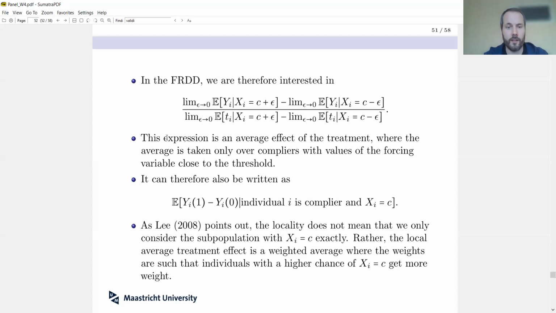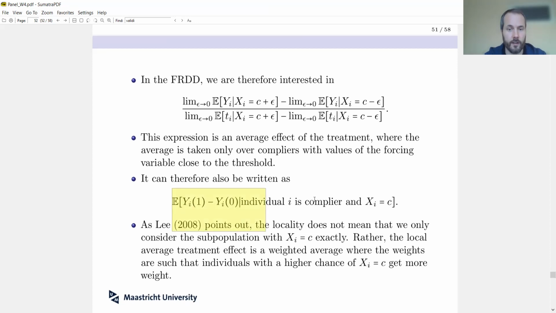And because in the denominator we are only considering the population that actually changes the behavior, so the compliers, we can pretty much write this as this here. So the effect that we are estimating is the treatment effect for those individuals that are compliers, meaning they change their behavior, and we are still at the cutoff. Of course, any RDD is estimating something local, because we only have one cutoff, and therefore things have to be interpreted locally.